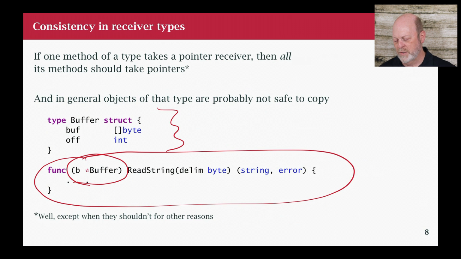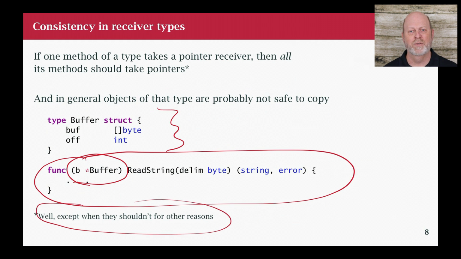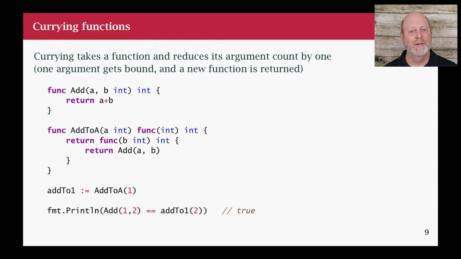And so there's a notion of consistency. If one method of a type takes a pointer receiver, then in general, all the methods of the type should take a pointer receiver, except when there's a really good reason not to. In general, if you have a type where it's not safe to be copied, then your methods should probably all take pointers, to help reinforce that notion and save you from the mistake of accidentally writing one where you copy the not copyable thing and then everything stops working. And now for something completely different.